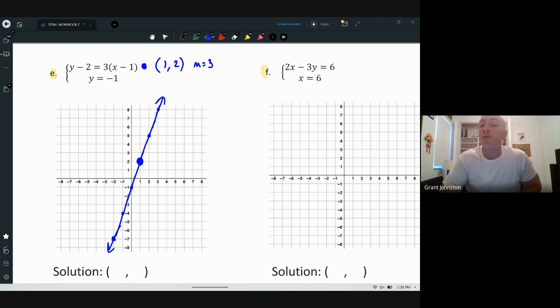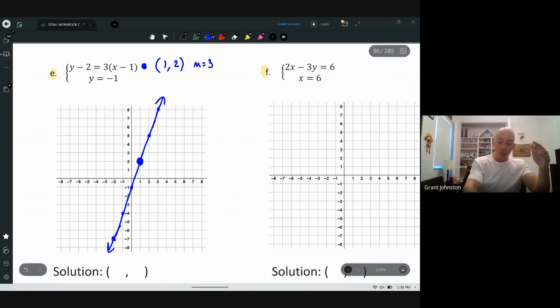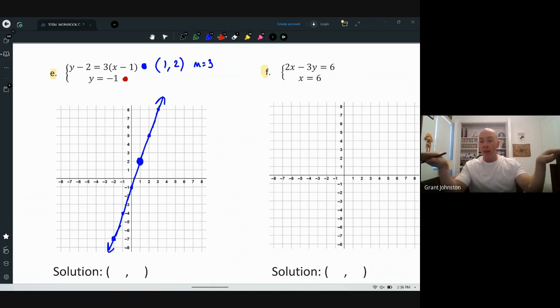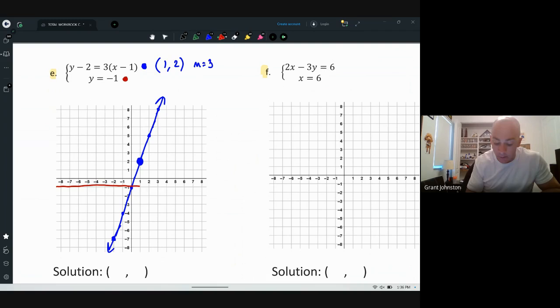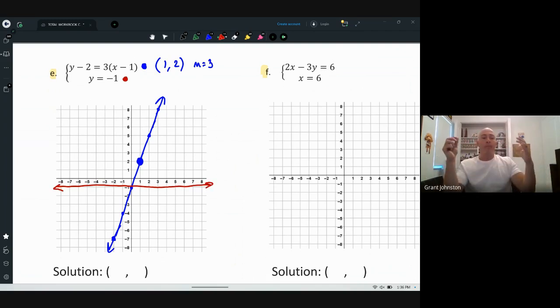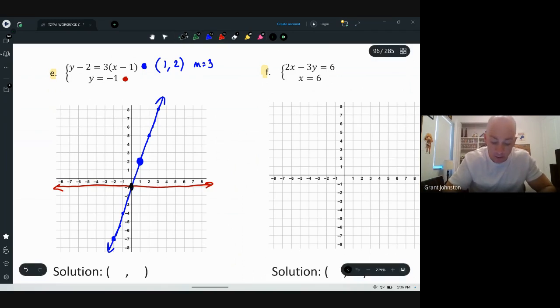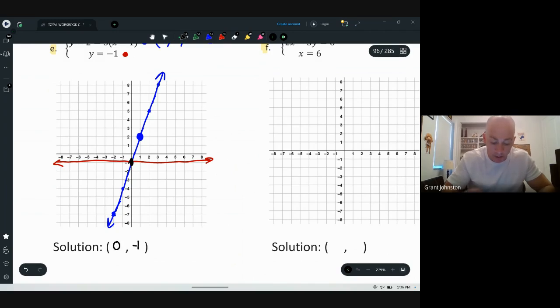Now, the second equation is just y equals -1. So to remind you, if we have an equation that says y equals -1, I'll do this one in red, that is going to be a horizontal line where y equals -1. So it's going to be this. So if you notice, y equals -1 is that horizontal line. Everywhere on that line, y is -1. Okay. So its intersection is right here, which would be at 0, -1.